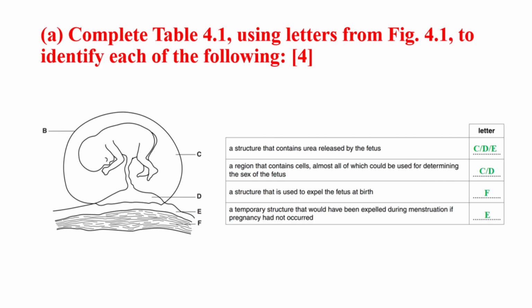Choose one. In the second label we need to identify a region that contains cells, almost all of which could be used for determining the sex of the fetus. The answer is C or D. Pick one. The third label talks about a structure that is used to expel the fetus at birth. The answer is F. The last label is a temporary structure that would have been expelled during menstruation if pregnancy had not occurred. The answer is E.